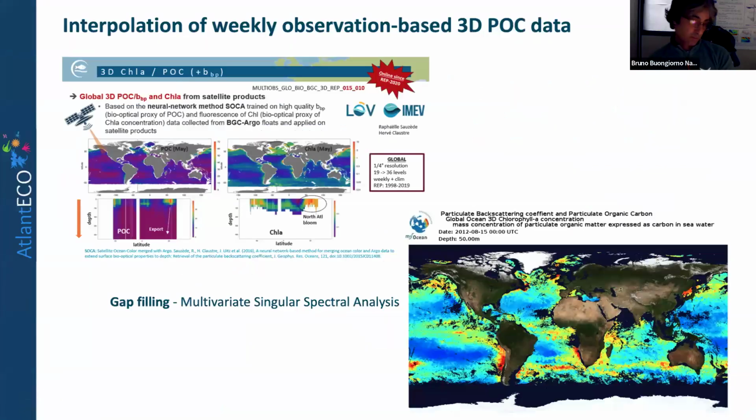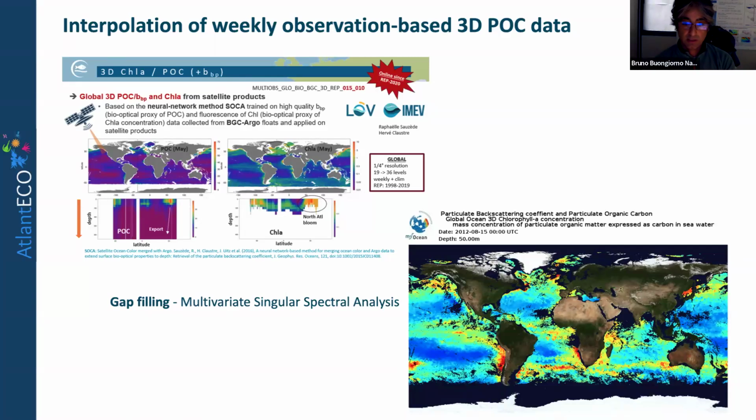And so what we took was this global 3D POC data, which were still a bit gappy, even if they were provided weekly as well. So there has been a step to interpolate these gaps, which was done through an extended EOF technique, an iterative technique, which is called multivariate singular spectral analysis.